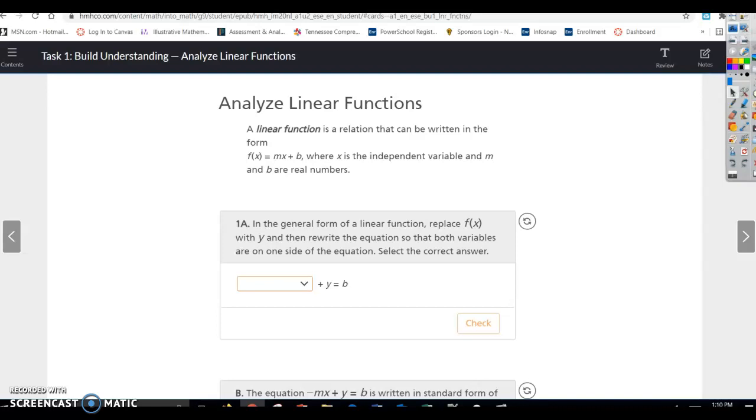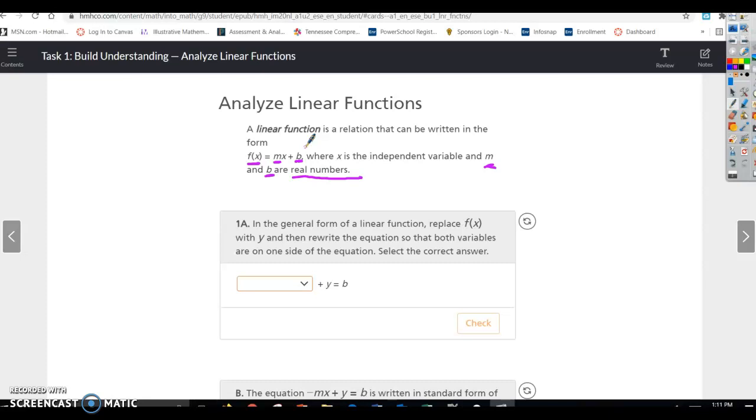A linear function is a relation that can be written in the form f of x equals mx plus b. Remember in the last section we did talk about function notation. So this is just the same as y equals mx plus b, where x is the independent variable and m and b are real numbers.